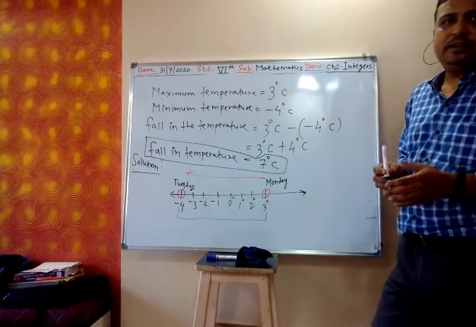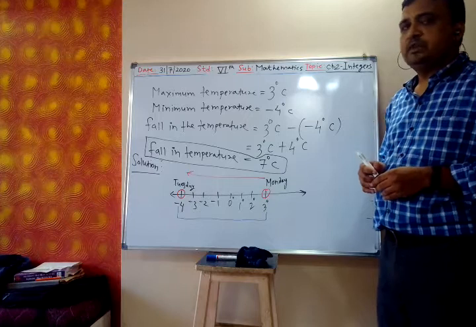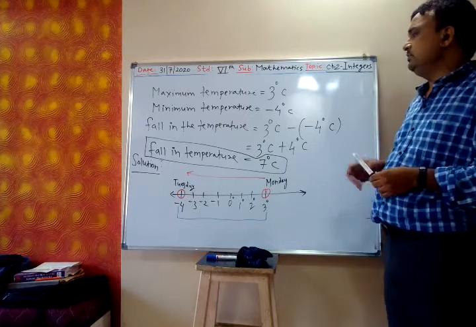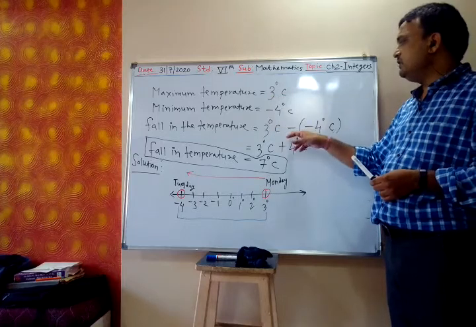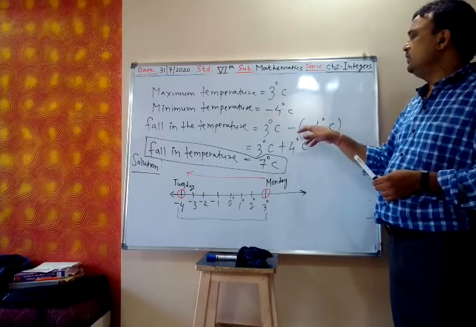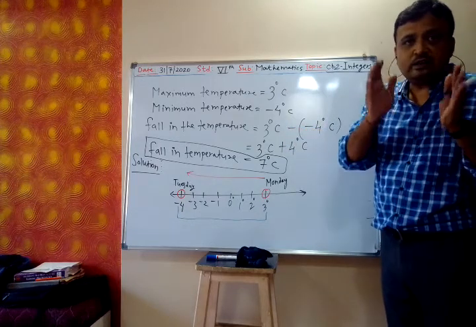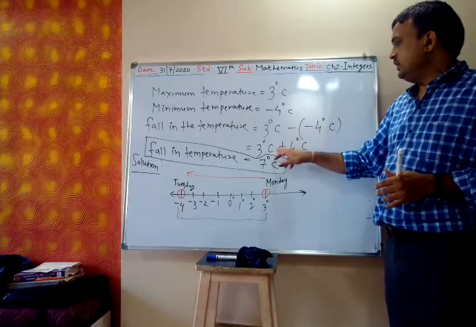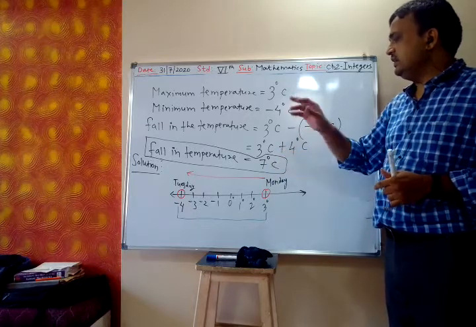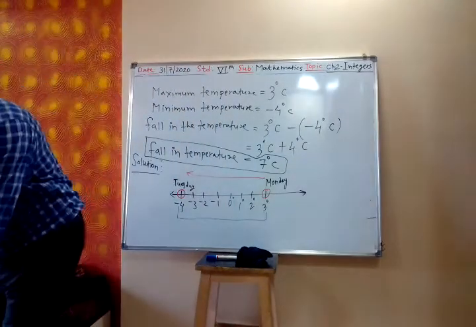So the fall in temperature is maximum temperature minus minimum temperature. Maximum is 3 degrees, minimum temperature is minus 4. Whenever minus signs are together, minus minus becomes plus. So 3 degrees plus 4 degrees is 7 degrees. So the fall in temperature is 7 degrees Celsius.